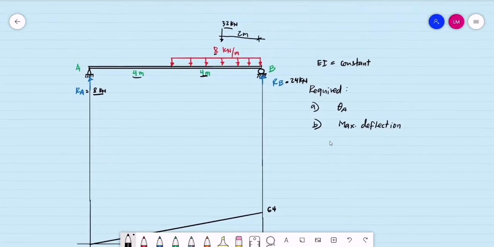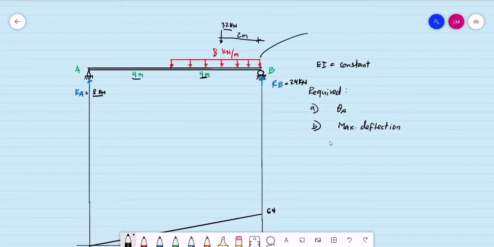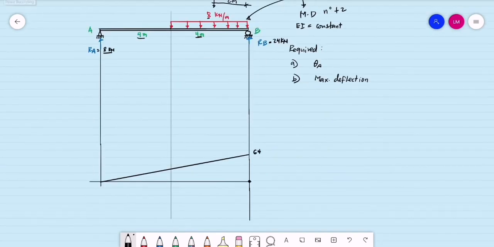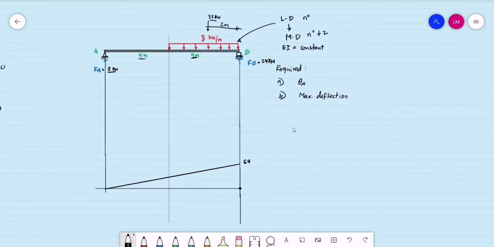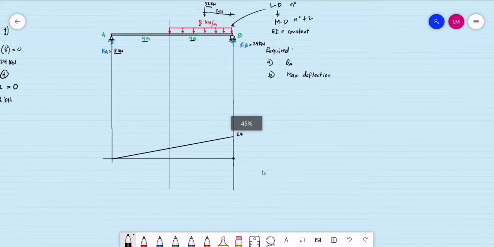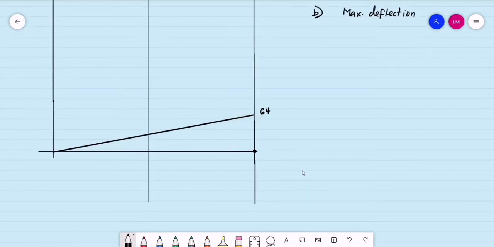Then for the uniformly distributed load, take note that this is for the load diagram. On our load diagram, the degree of the load is, let's say, N. Then if we proceed to the moment diagram, the degree of the diagram will be N plus 2. What will be the magnitude of that moment? That is 8 times 4, that is 32, at a distance of 2 meters. Its direction is below the horizontal axis of our moment diagram, so we assume that to be negative.